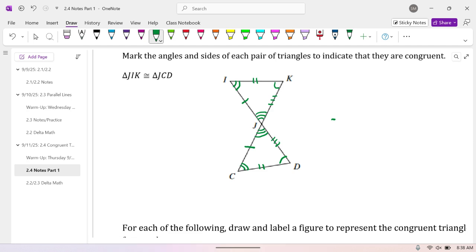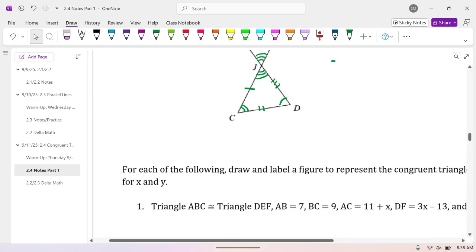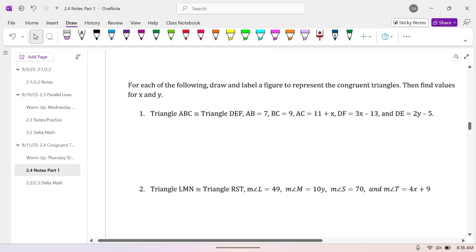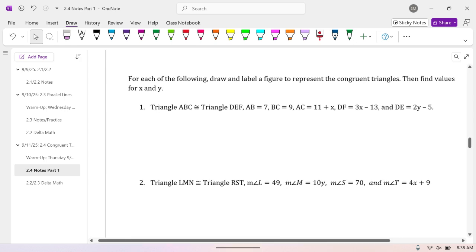So guys, if they ever ask you to mark where all the corresponding sides are, and all they tell you is that the two triangles are congruent, start with the angles because that's the easiest part. Because literally whatever order it's in, it's telling you, okay, I is corresponding to C, K is corresponding to D, and so on and so forth. All right, and then the sides come easier after that. So it's a little easier to see once you mark the angles. All right. So let's do one or two of these.